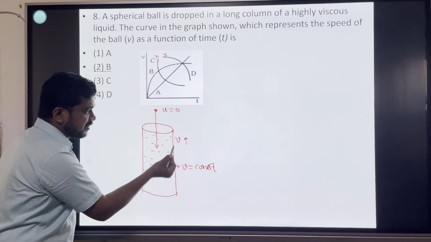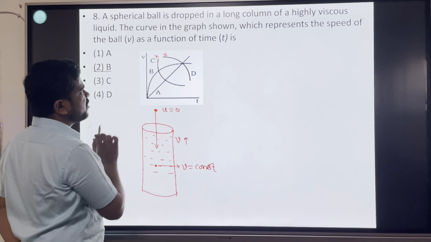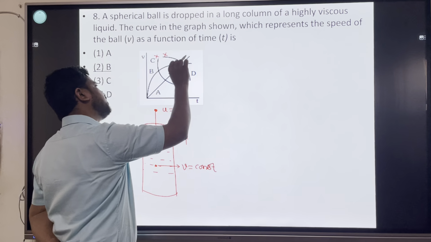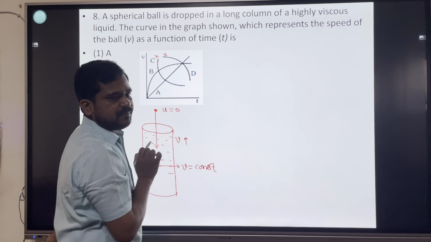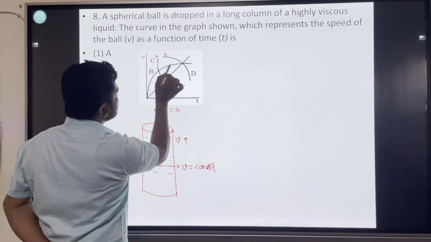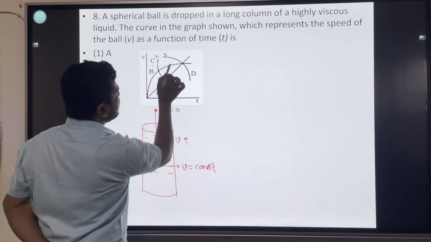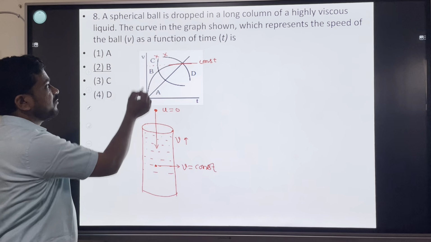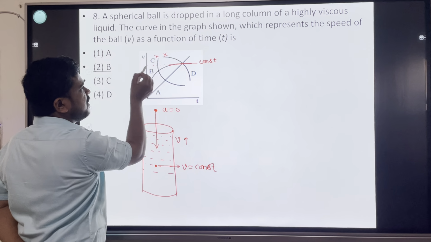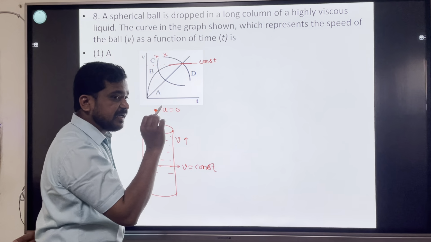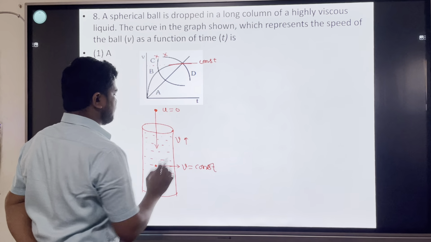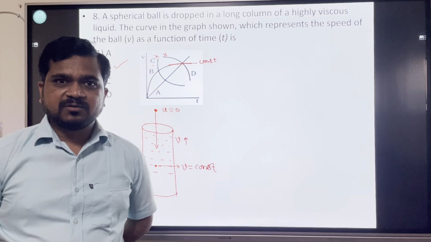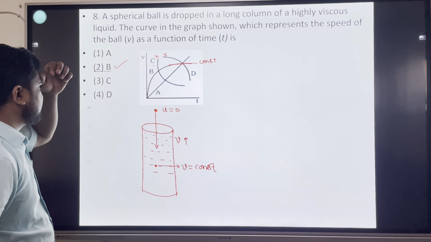Next point, velocity increases. In both, it is increasing. In A and B, velocity becomes constant. In A, it keeps increasing continuously in a straight line. In graph B, velocity increases up to a particular value. After that, it becomes constant. Here the velocity is constant. The y axis shows velocity. So velocity increases up to a particular value and after that it becomes constant. So the graph is graph B. Keep this concept in mind. Graphical question, very interesting.